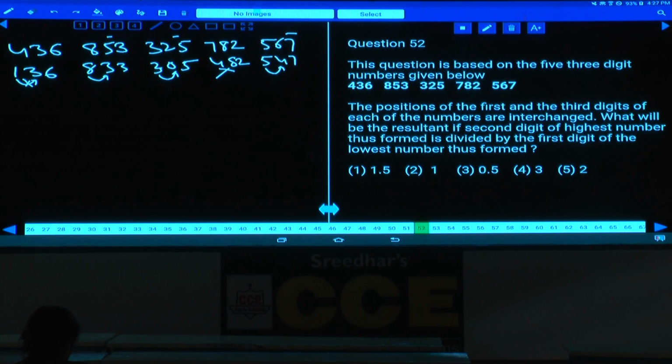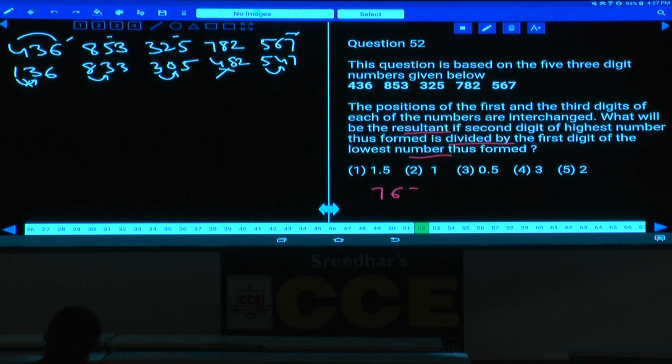Then 52. Now 52, the positions of the first and the third digits of each of the numbers are interchanged. 1 and 3 are interchanged. Then what will be resultant if the second digit of the highest number thus formed is divided by the first digit of the lowest number? Now which numbers are interchanged here? The first and the third. If the first and the third are interchanged, tell me which digit is coming to the first place? Last digit. Now among the last digits, tell me which is the highest here? 6, 7. Now 7 is the highest, hence this will be 767.